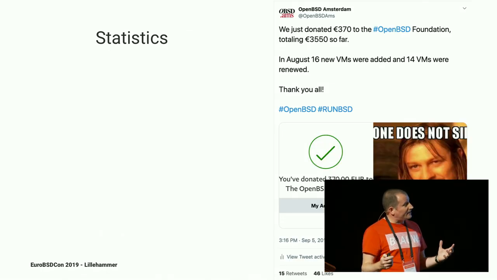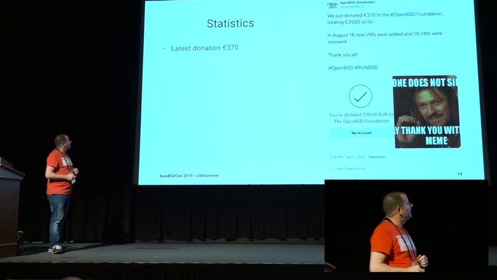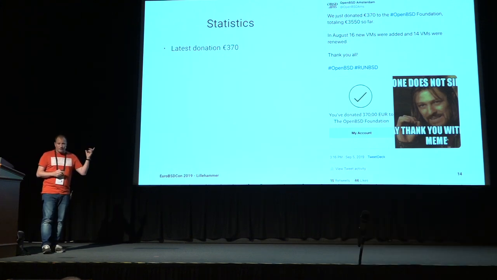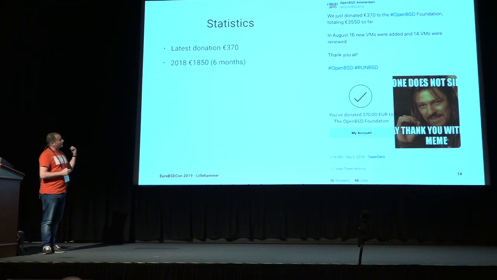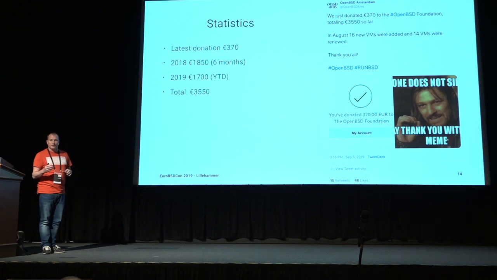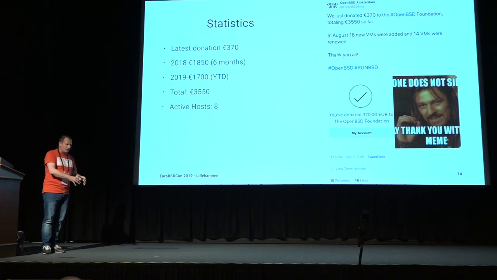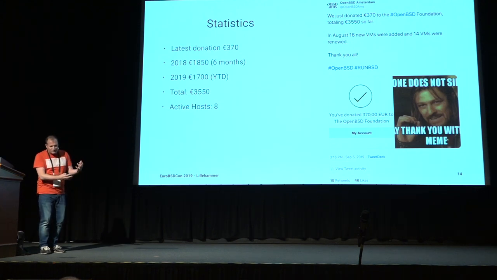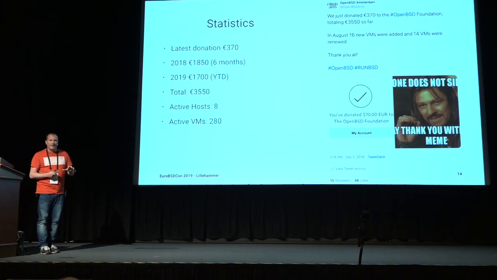So a little bit of the statistics, so you know where we are. The last donation was 370 euros, 850 last year, 1700 year to date, total of 3500 euros. I'm running 8 hosts. I still count the first one, even though I want to move them. There's only 10 VMs currently running on there, I still count it. And there's roughly 280 VMs.